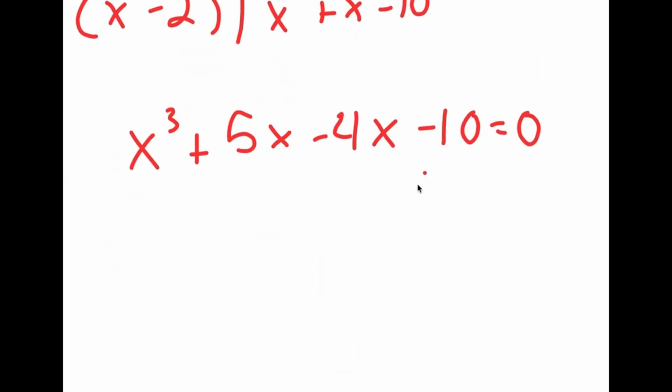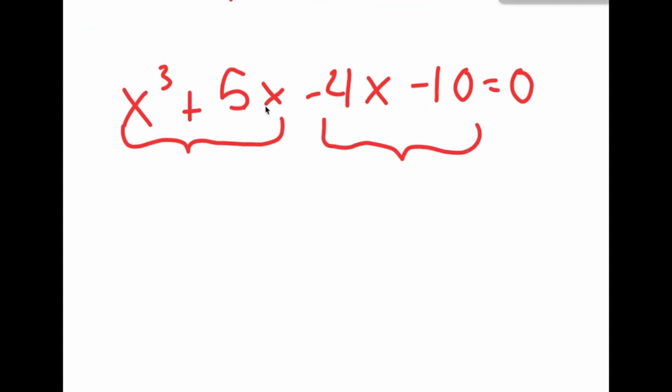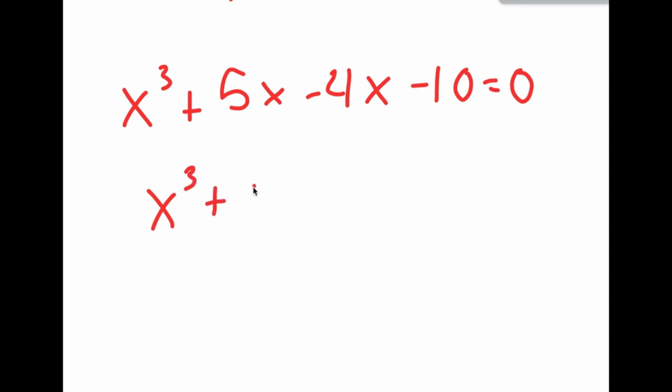Now, what I'm going to do is factor by grouping. So we can group x to the power of 3 plus 5x and negative 4x minus 10. Well, for x to the power of 3 plus 5x, the greatest common factor is x. However, this won't work because x squared plus 5 can't be simplified. So what I'm going to do is rewrite this as x to the power of 3 minus 4x plus 5x minus 10 is equal to 0.